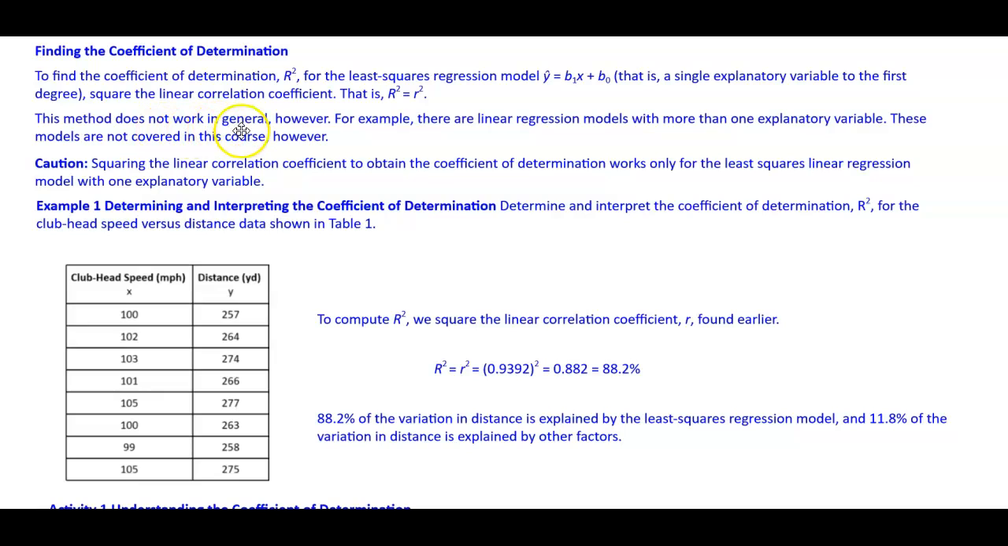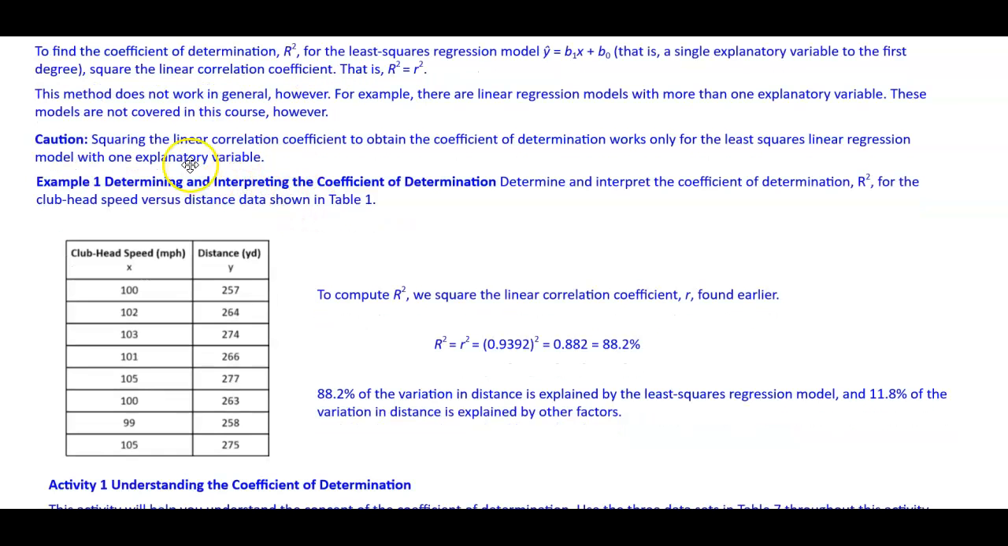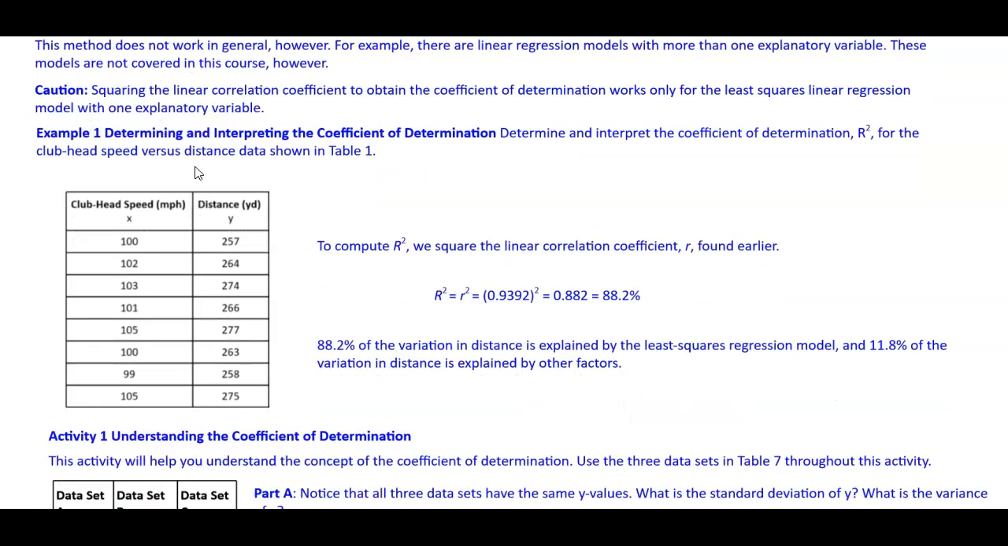This method does not work in general. For example, there are linear regression models with more than one explanatory variable, and these models are not covered in this course. Now, the caution: squaring the linear correlation coefficient to obtain the coefficient of determination works only for the least squares linear regression model with one explanatory variable.